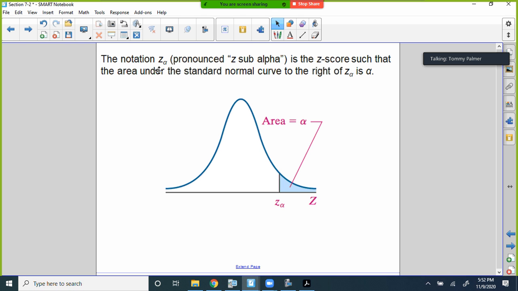Notation: Z alpha is pronounced Z sub alpha because it's a subscript, right? Z sub alpha is talking about the area to the right. It's the z-score such that the area under the normal curve is to the right. So Z sub alpha, that's the correct terminology for that. Any questions?